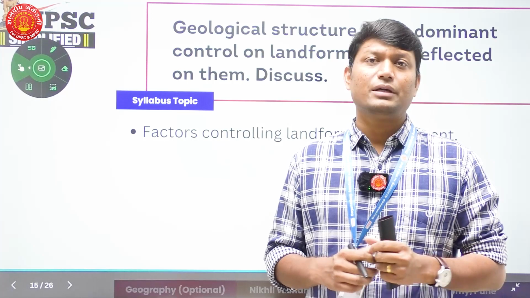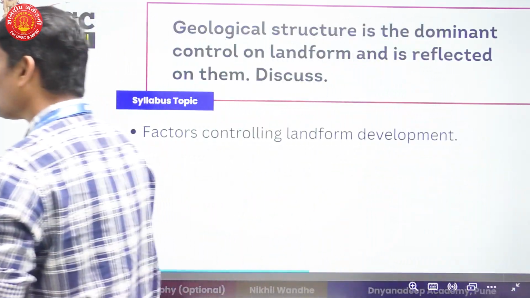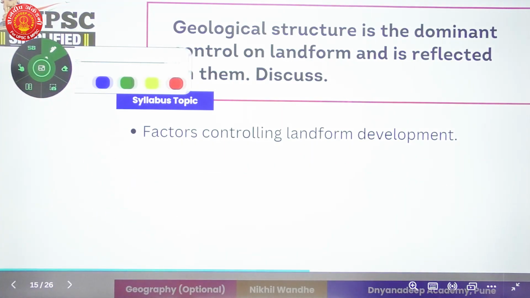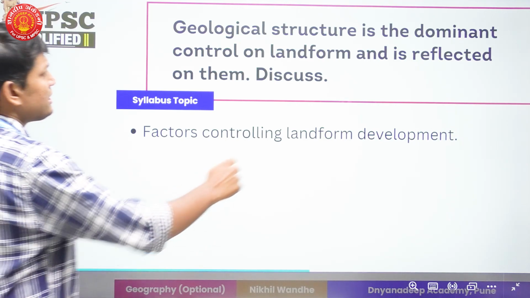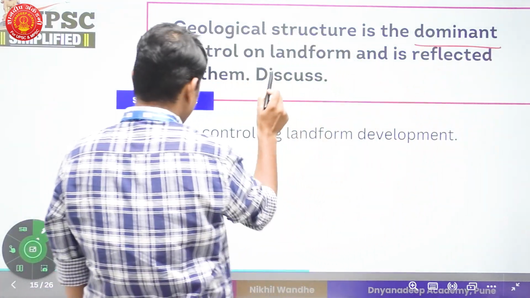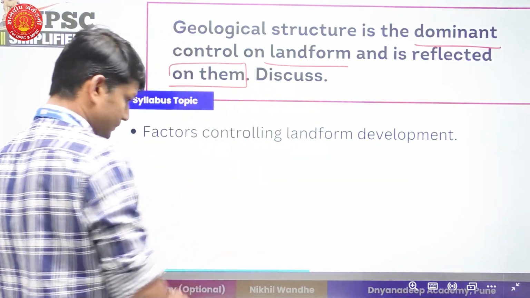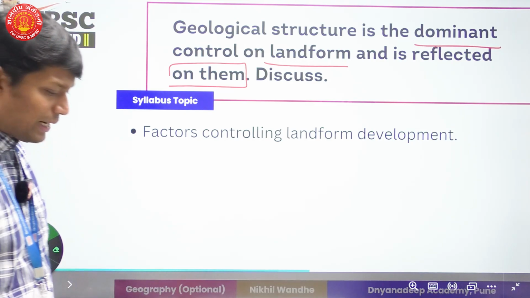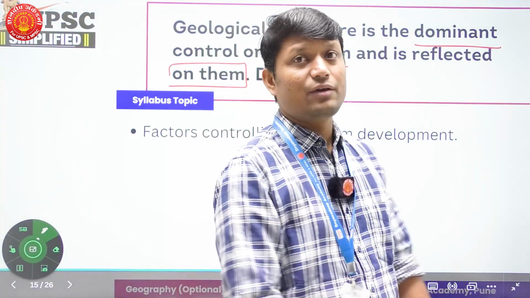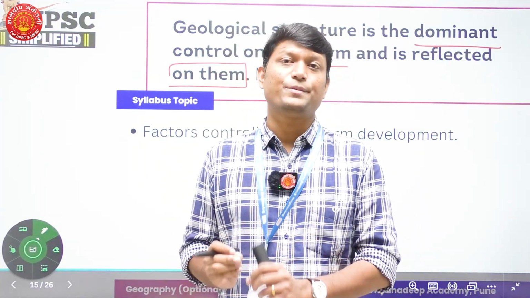Now, this is a question from 2016, I guess. I'm not able to exactly remember the year. It could be 2015 or 2016. The question is: geological structure is the dominant control on landform and is reflected in them. Now, if you look at this particular statement and if you are following some standard material, it is highly unlikely that you have come across this statement.